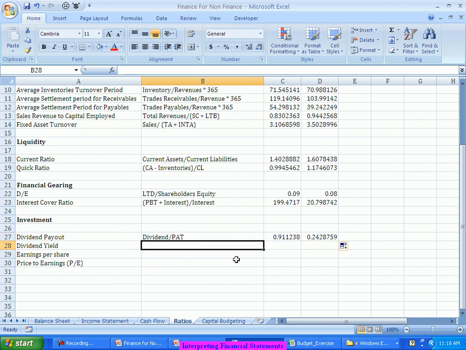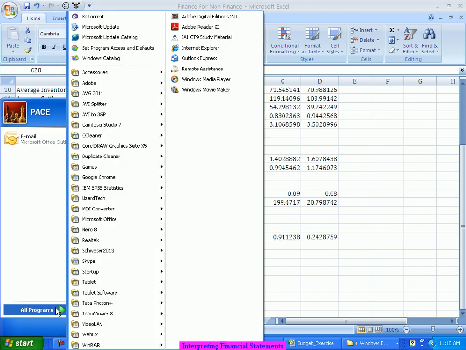Whereas the other thing from an investor standpoint is the dividend yield, which is nothing but dividend per share divided by price per share, which is the market price. Or probably you can call it as dividend by market capitalization. Market capitalization is nothing but the number of shares that are available in the market multiplied by the share price, which is the total market value of the company, which can be obtained from any of those stock market sites.